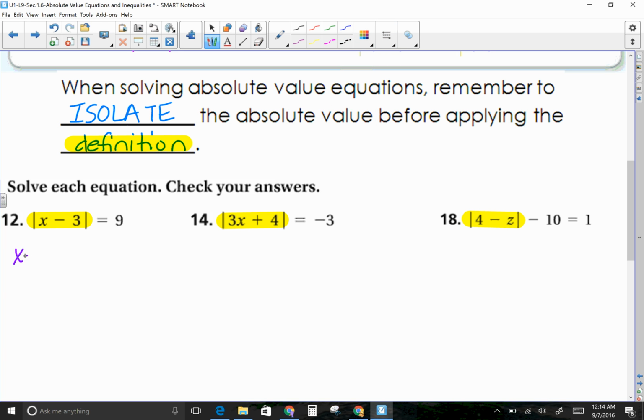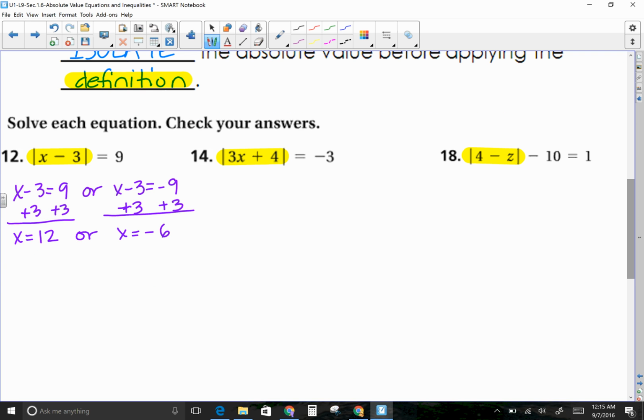Okay. X minus 3 equals 9. That's writing it just like you see it without the absolute value signs. Or x minus 3 equals -9. And then you solve each one. I'm going to add 3 to both sides. X equals 12. Or add 3 to both sides here. X equals -6.